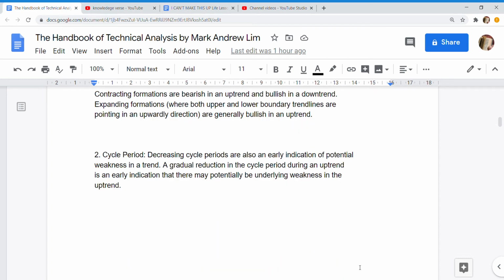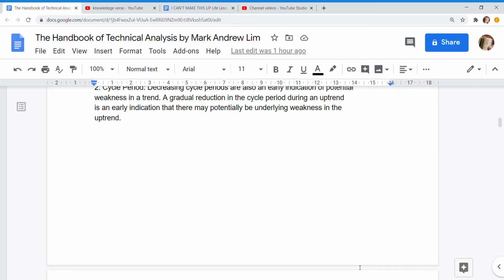Decreasing cycle periods are also an early indication of potential weakness in a trend. A gradual reduction in the cycle period during an uptrend is an early indication that there may potentially be underlying weakness in the uptrend. 3.